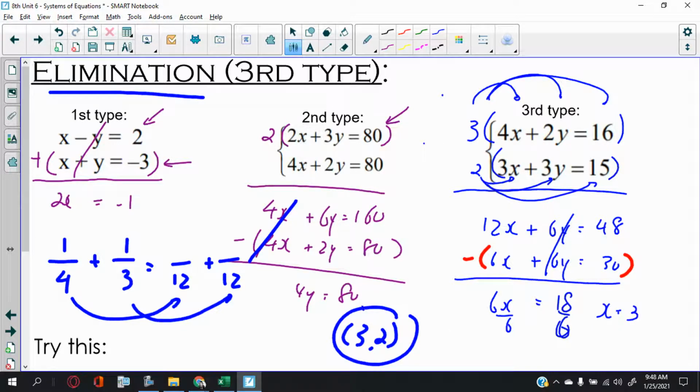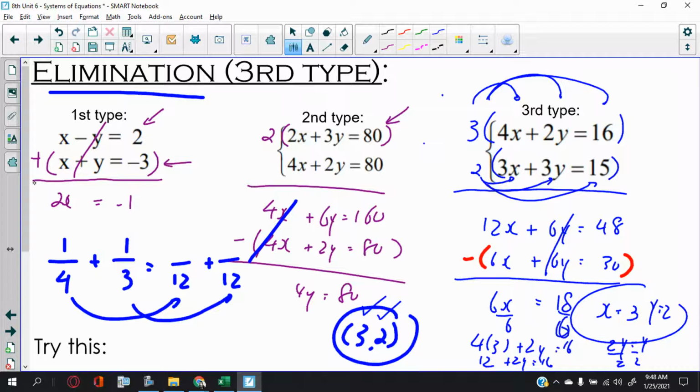Now, that already checked out. So let's plug that in. 4 times 3 plus 2y equals 16. That's 12 plus 2y equals 16. Subtract 12 on both sides. That's 4. 2y equals 4. So y equals 2. Right? Same thing. So that's how you know that works.